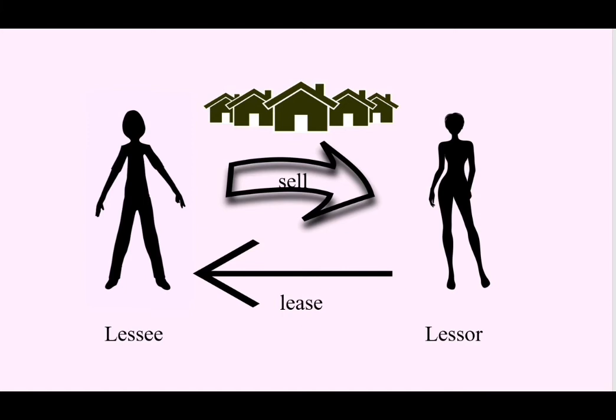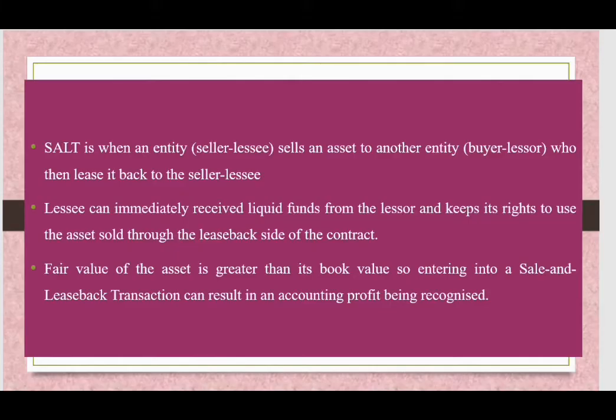Okay, for example, Mr. A, the seller, sells a house to Miss B, and then Miss B rents the house back to Mr. A. So from that transaction, Mr. A will receive liquid funds from Miss B, and then keep his right to use the asset sold through the leaseback side of the contract. Normally, the fair value of the asset or the house is greater than its book value. So when entering into sale and leaseback transactions, it can result in an accounting profit being recognized.